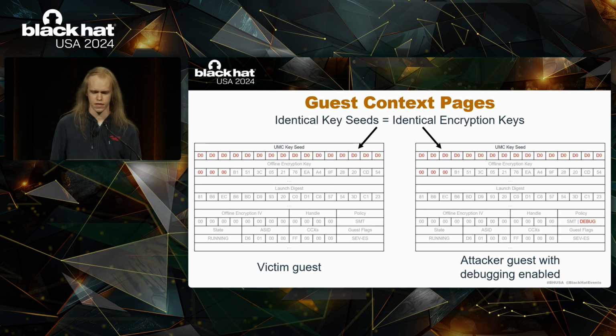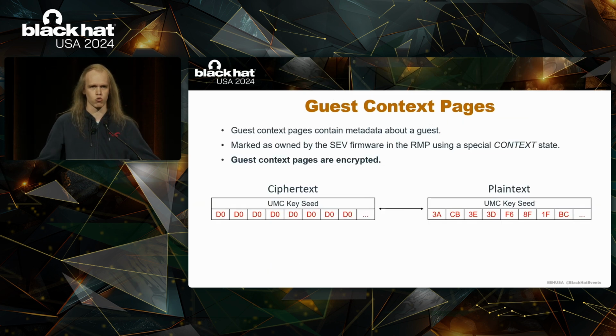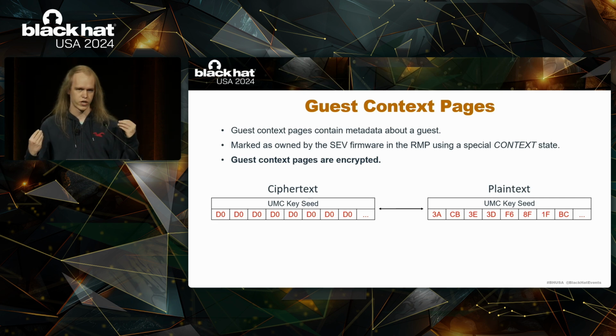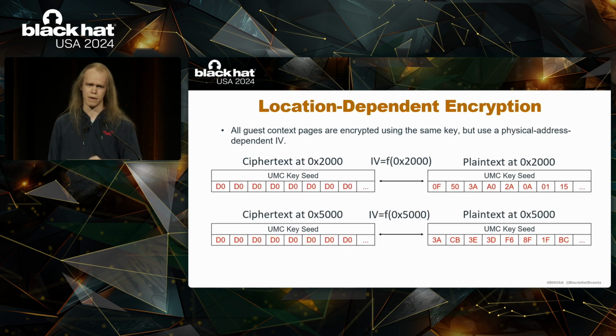OK, so this all sounds very nice. However, there are actually some problems with that, some challenges. The first one is that, as I just told you, guest context pages are encrypted. And so once again, we can only write to the ciphertext. If we write to the UMC key seed, we can only write to the ciphertext, and we have no way of knowing what the plaintext will be. This is made even worse by the fact that encryption is actually dependent on the location of the memory.